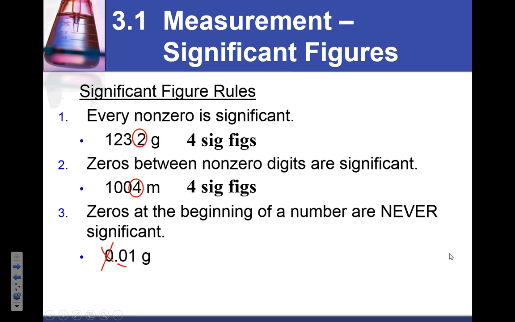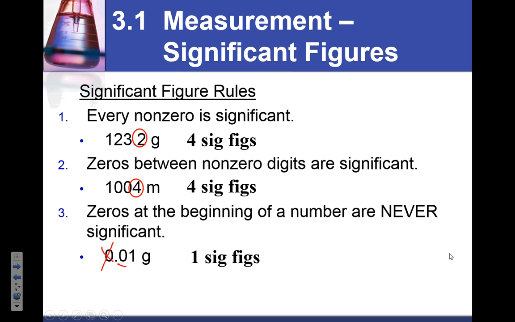So zeros at the beginning are always about showing where the decimal is. So they wouldn't have ever been a part of our measurement. They would have only gone to show us where the decimal is. So in this particular case, we only have one significant digit. So 0.01 doesn't have many significant digits.